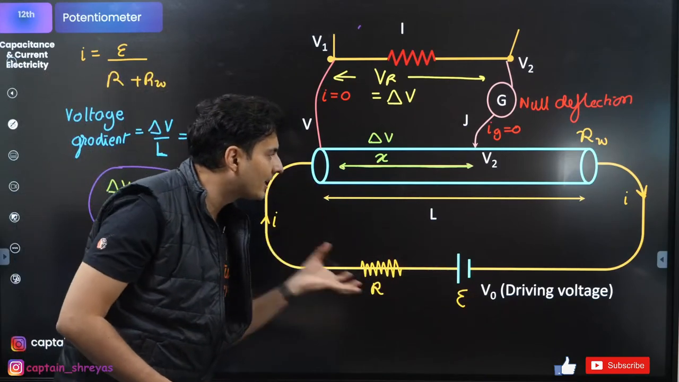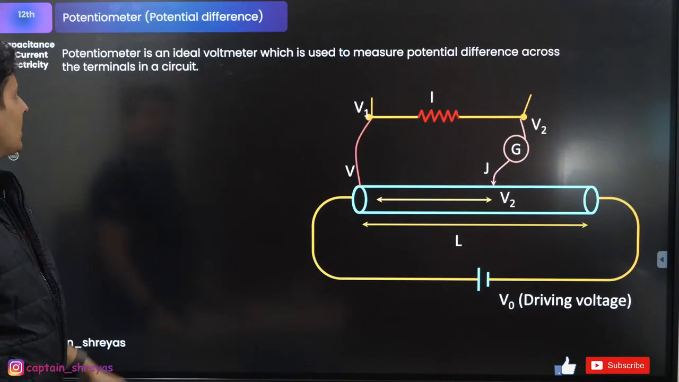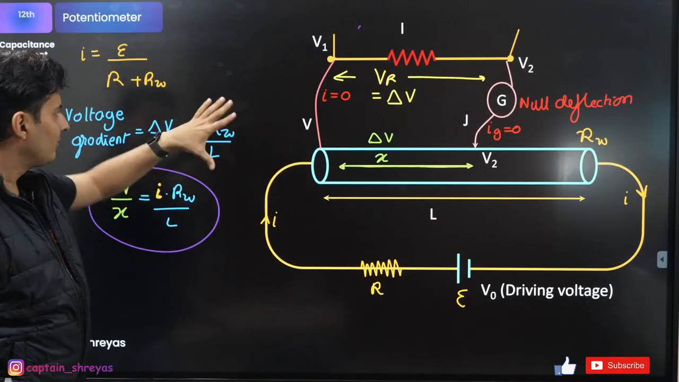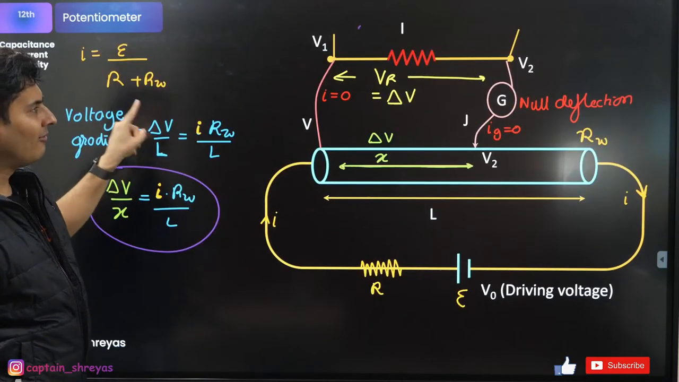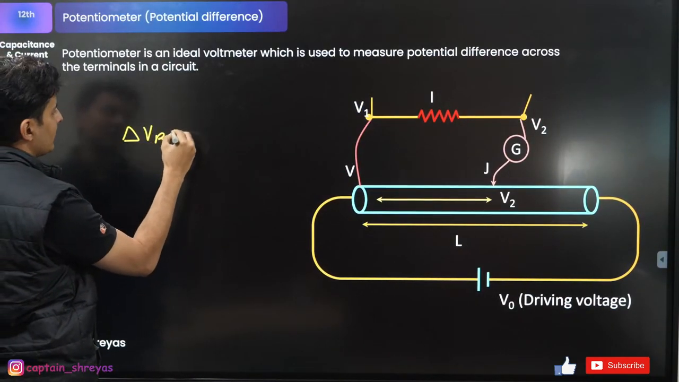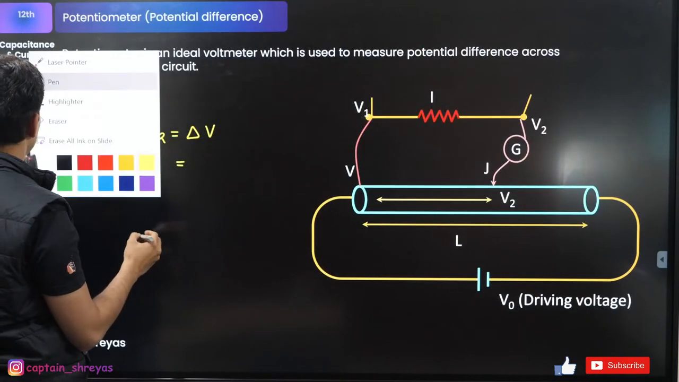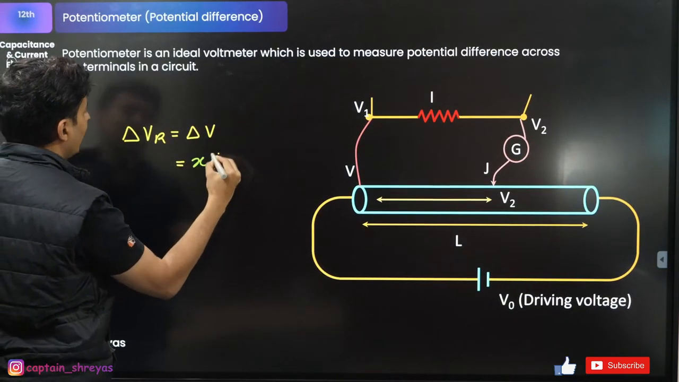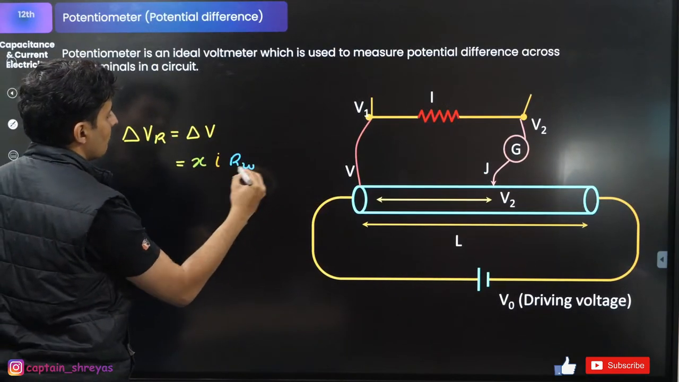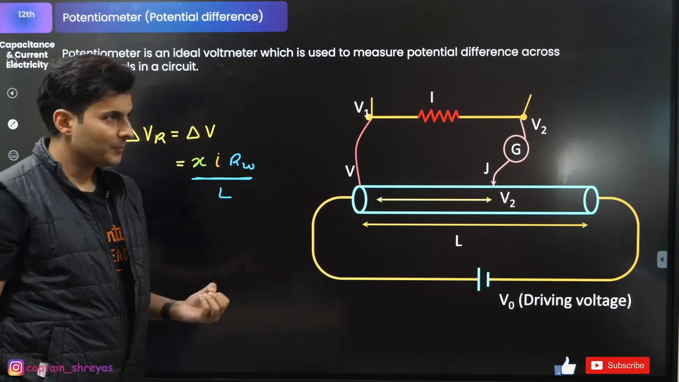What is the driving voltage? The voltage which drives the circuit. This EMF E is called the driving voltage. That's all. Now, you can use it to measure the voltage just like I showed you. So, one use is as a voltmeter. The voltage across the resistor, delta V, is equal to X into I into the remaining things, RW by L. That is the formula which will give you the voltage of that resistor when used as a voltmeter.